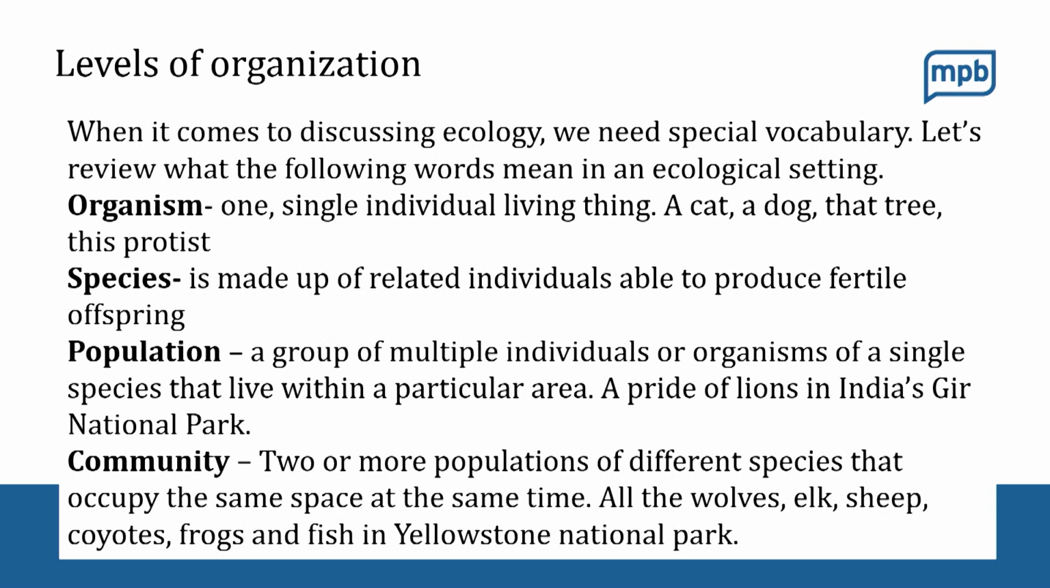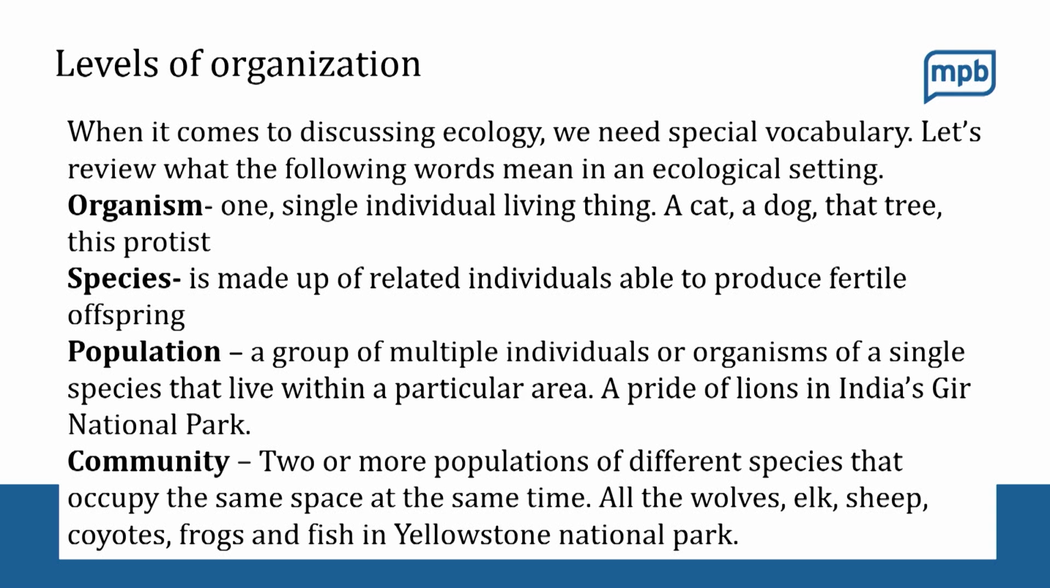There's two parts of a population. It has to be multiple individuals that are all of the same species in a specific area. So a pride of lions, that's what you call a group of lions, is a pride. So a pride of lions, and then you can see that it has a location attached to it. When you have a group of animals of the same species in a particular location, that is a population.